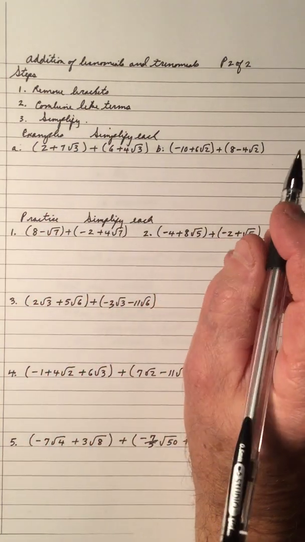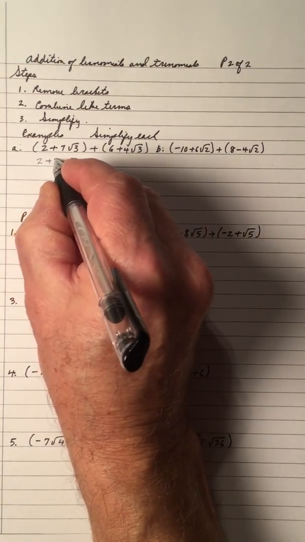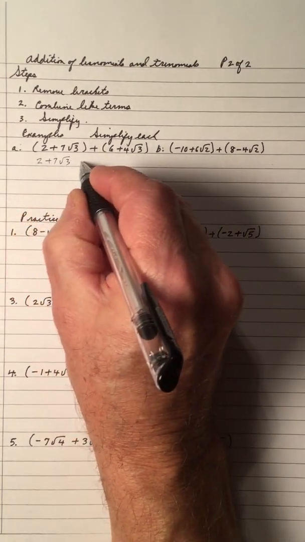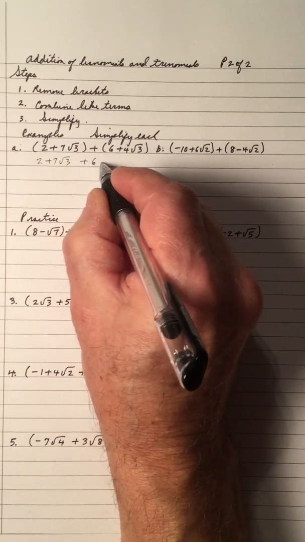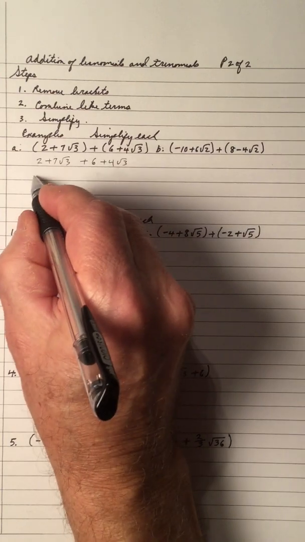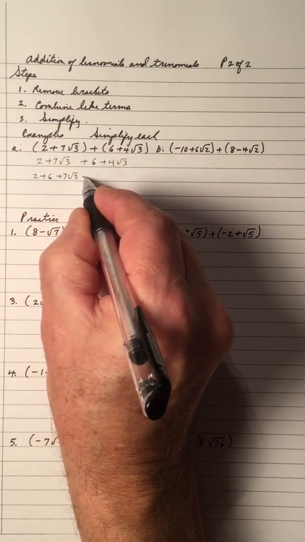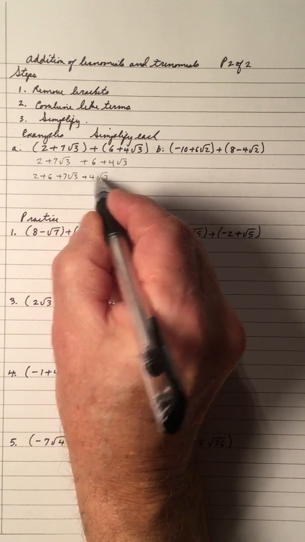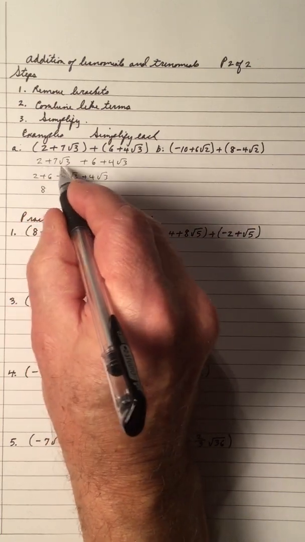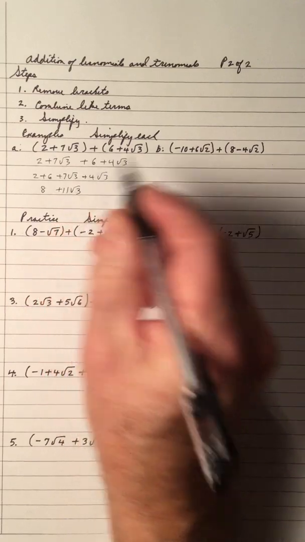So let's follow. We're going to remove the brackets. So 2 plus 7 root 3, add on 6 plus 4 root 3. Remove the brackets. Now we're going to combine like terms. And there are the like terms. 2 and 6 gives us 8. 7 root 3 and 4 root 3 is 11 root 3.